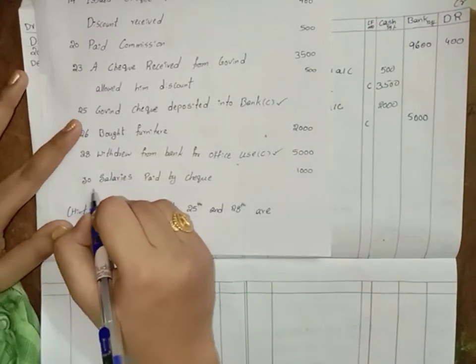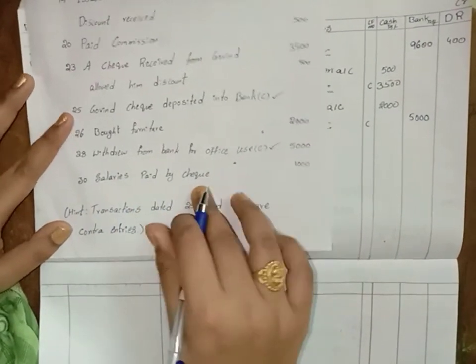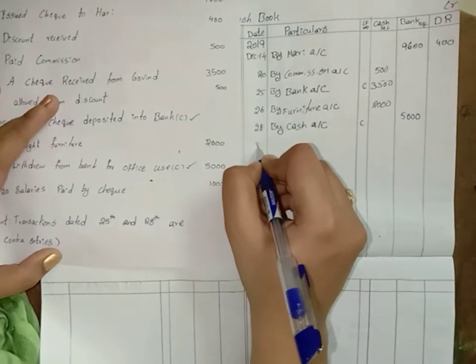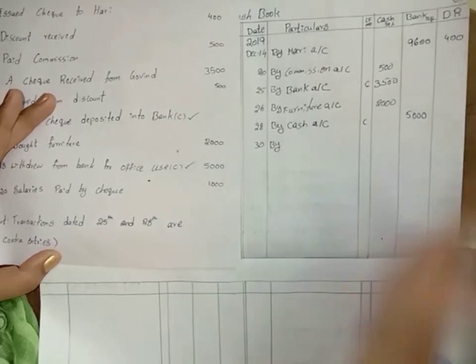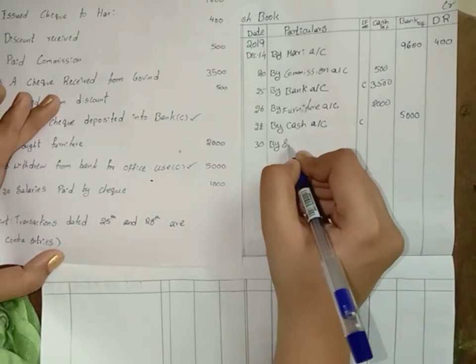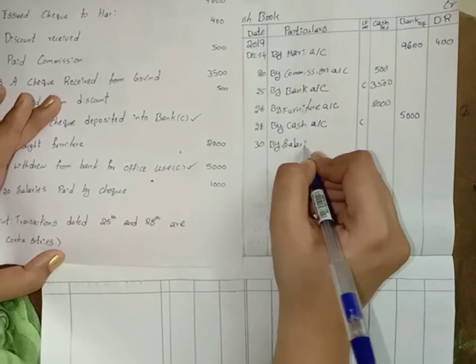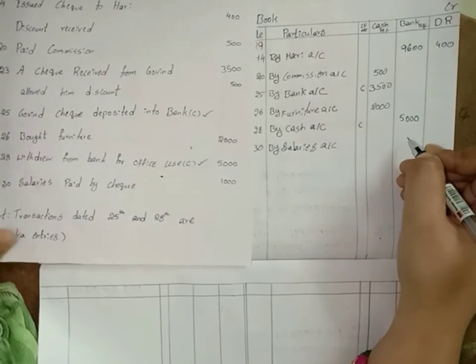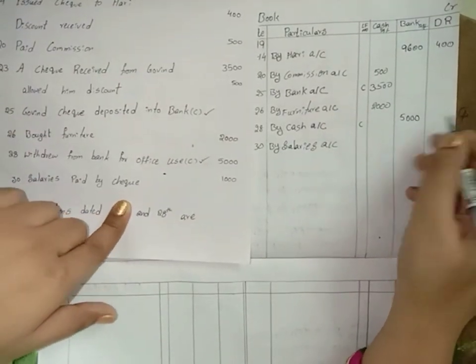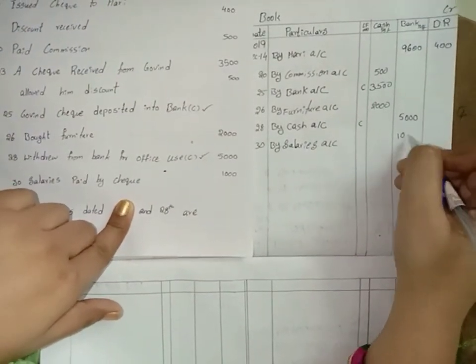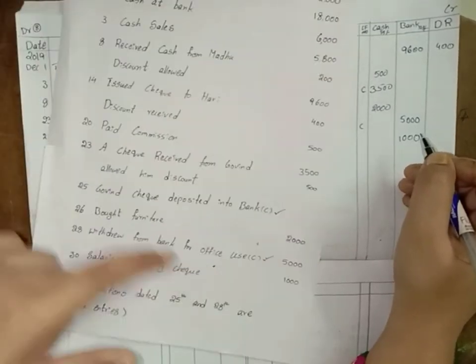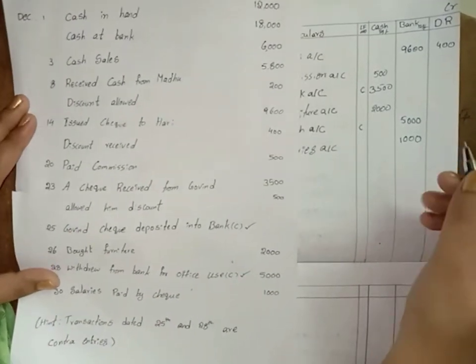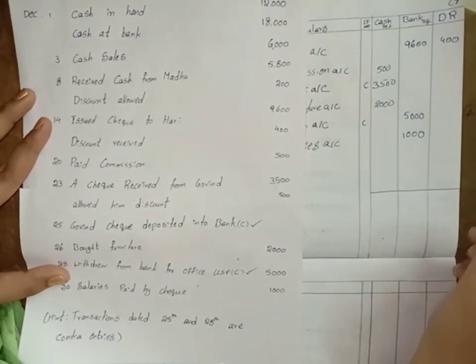And next, salaries paid by check. On 30th, by salaries account 1,000. It was paid by check, so we have to write it in bank column. There are no more transactions, and we have to make the totals.